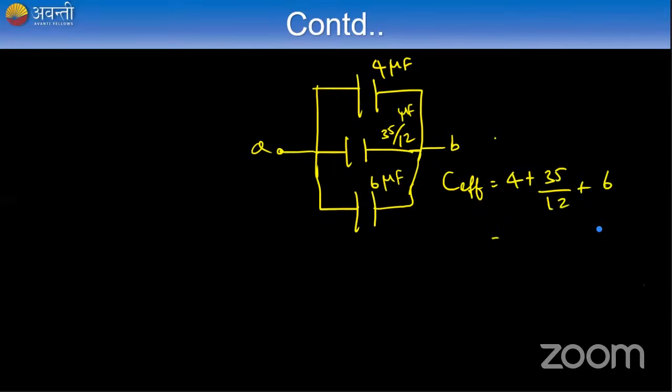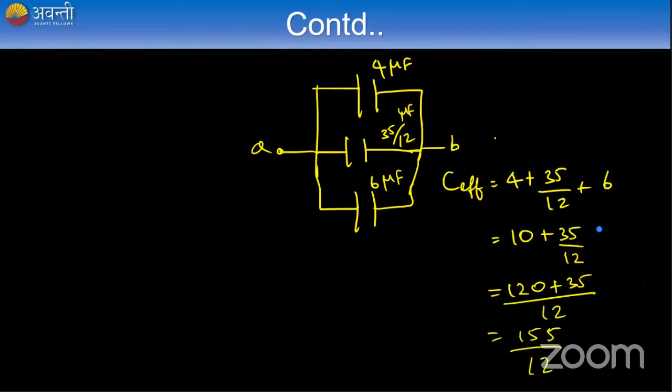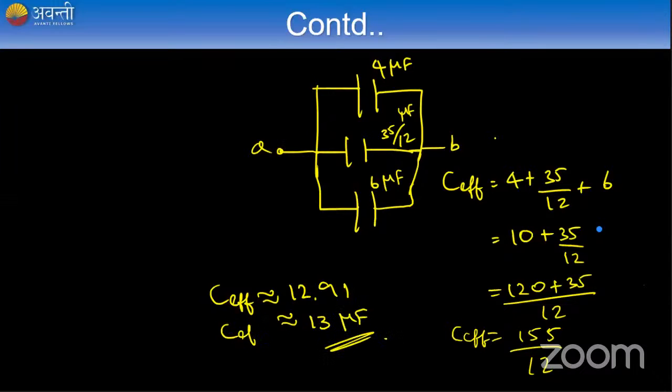4 plus 6 is obviously 10, plus 35 by 12. You could take the LCM and solve this: 120 plus 35 by 12, which is 155 by 12. So C effective, 155 divided by 12, is approximately 12.91. If I round it off, I get 13 microfarads. So C effective would be 13 microfarads.